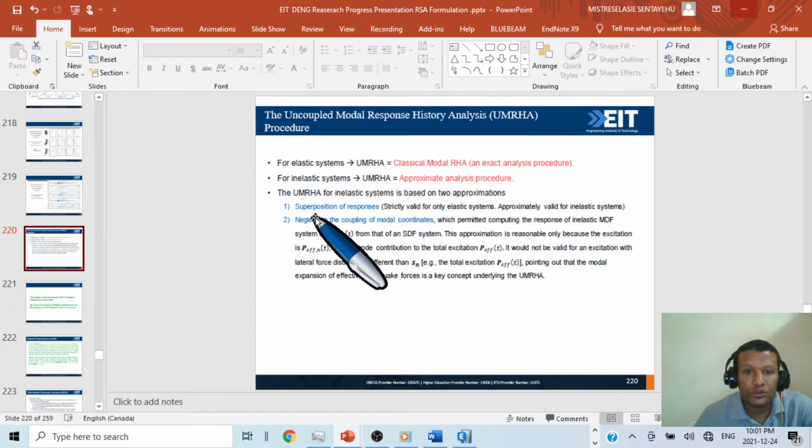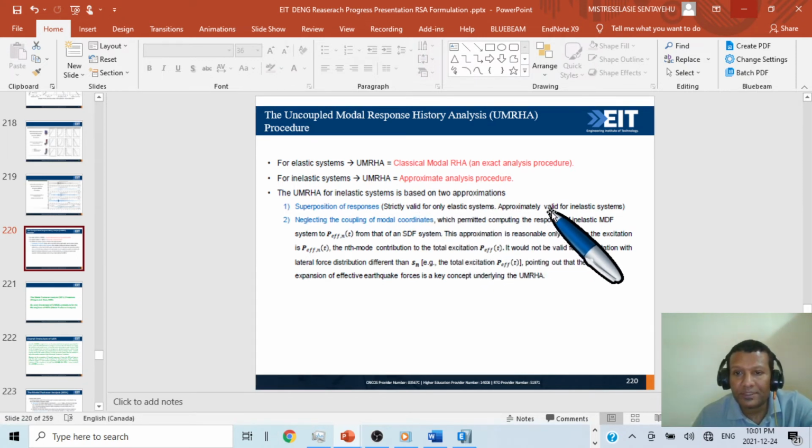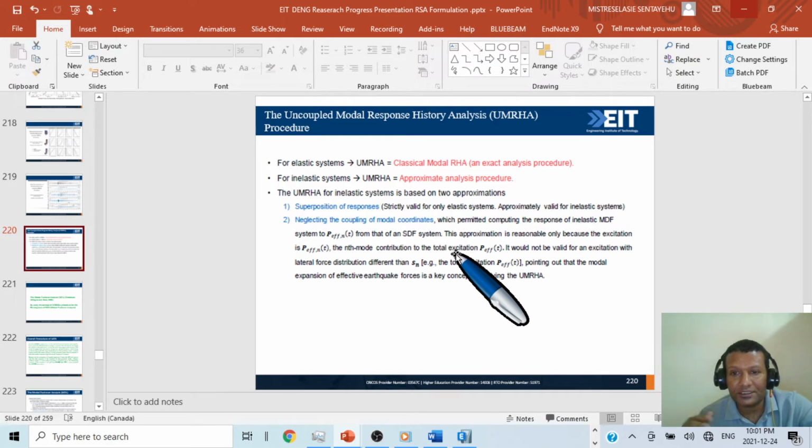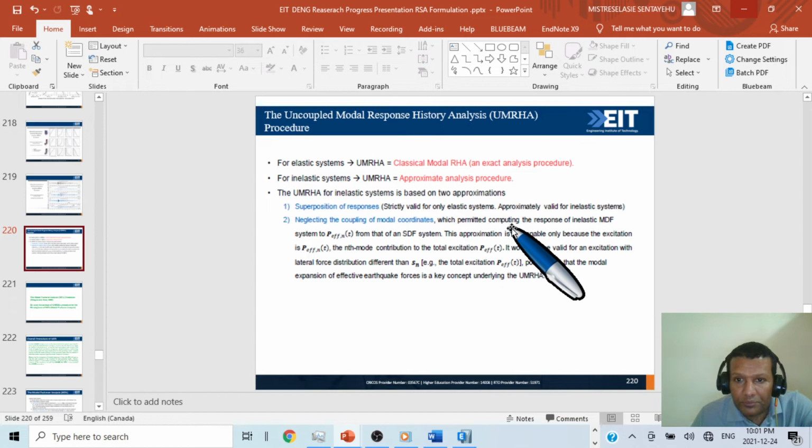The UMRHA for inelastic system is based on two approximations. The first one is superposition of responses, strictly valid only for elastic system, but we use it as approximately valid for inelastic system also, because we take mode 1, 2, 3, 4, 5, 6 and add them, neglecting the coupling of modal coordinates, because we just assume that, which permitted computing the response of inelastic multiple degree of freedom system from each mode from that of a single degree of freedom system.